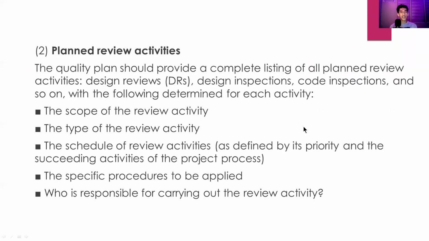Second is the planned review activities. The quality plan should provide a complete listing of all planned review activities, design reviews or DRs, design inspections, code inspections, and so on, with the following determined for each activity. First is the scope of the review activity, the type of the review activity, the schedule of the review activity as defined by its priority and succeeding activities of the project process, the specific procedures to be applied, and lastly, the question: who is responsible for carrying out the review activity?